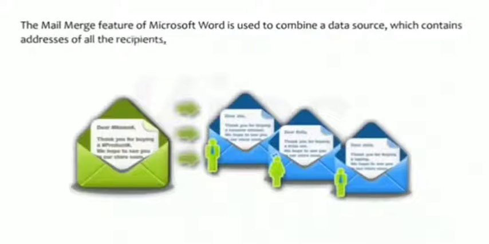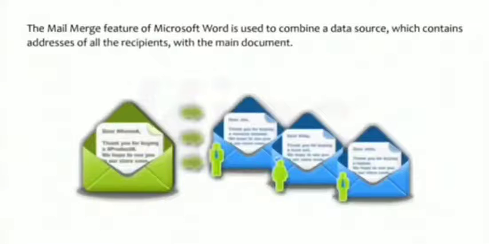The mail merge feature of Microsoft Word is used to combine a data source, which contains the addresses of all the recipients, with the main document. While sending any letter to someone, two very basic things that we need are the main information that is to be sent and to whom it is to be sent. That means here also in mail merge we are going to combine two things together.